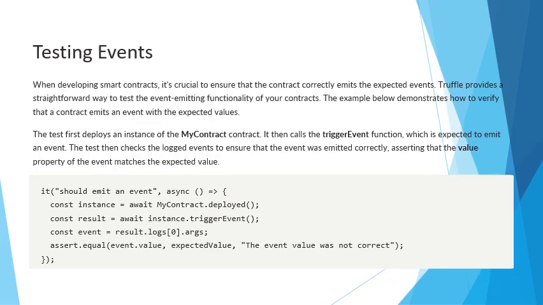While building smart contracts, it is necessary to ensure that the contract correctly emits the expected events. Let us look at the test given below. The test here first deploys an instance of the MyContract. It then calls the triggerEvent function, which is expected to emit an event. This test then checks the logged events to see whether the event was emitted correctly, asserting that the value property of the event matches the expected values.